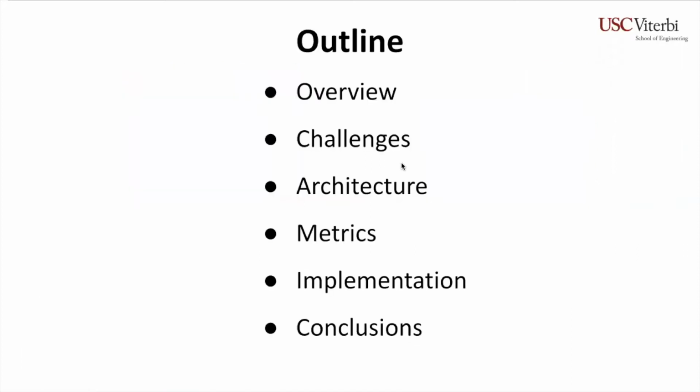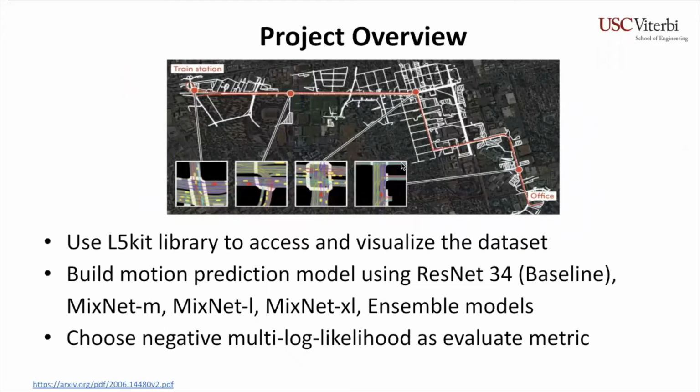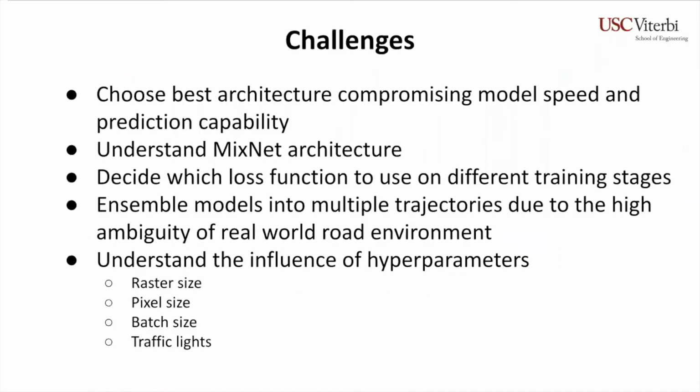And here is our outline. For the project overview, we use L5Kit, that Python library, to access and visualize the dataset. We built a motion prediction module using ResNet 34, and we shifted to Mixnet, and finally we ensemble these modules. Then we chose negative multi-log likelihood as the evaluation metric.